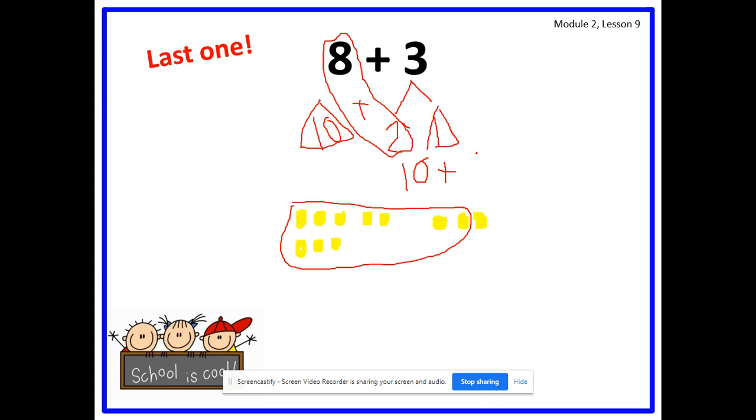Let's see if you have 10 plus 1 equals, what does 10 plus 1 equal? Get ready. Yes, 11. So that means that 8 plus 3 equals, get ready. Yes, 11. Way to go, boys and girls.